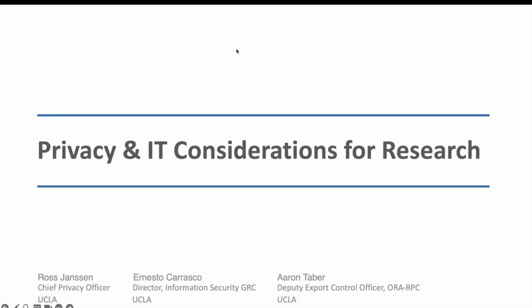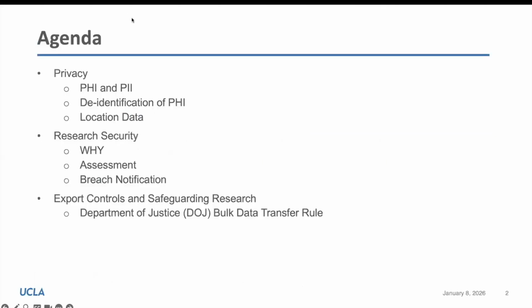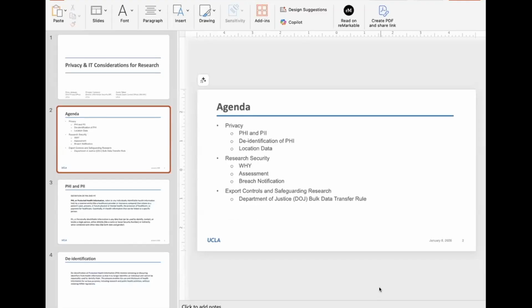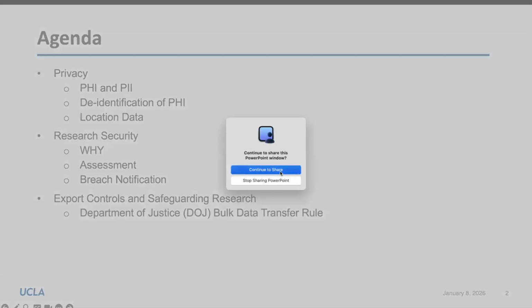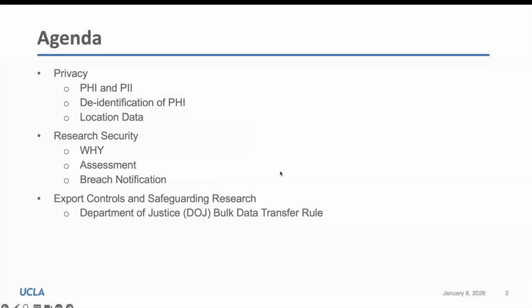We are going to talk about three general topics today. The first is privacy. I'm going to provide a brief review of PHI and PII and the de-identification of PHI. Ernesto is going to talk about research security, and Aaron is going to talk about the export controls and bulk data transfer rule. We're going to skip around in the agenda a little bit. I'm going to have Aaron go after I do, and then Ernesto will follow up with the research security. So why don't we go ahead and get started?